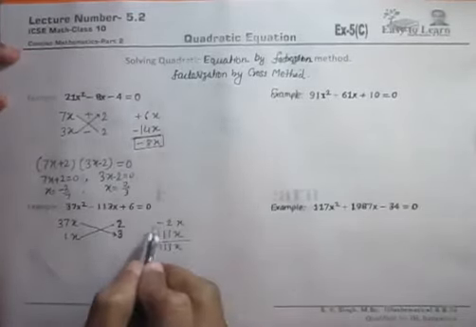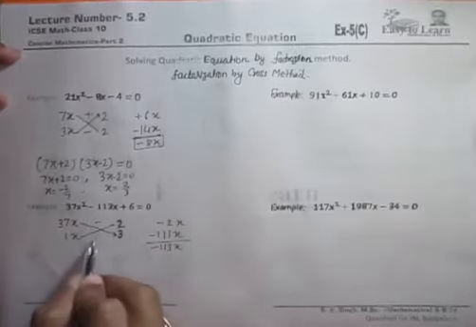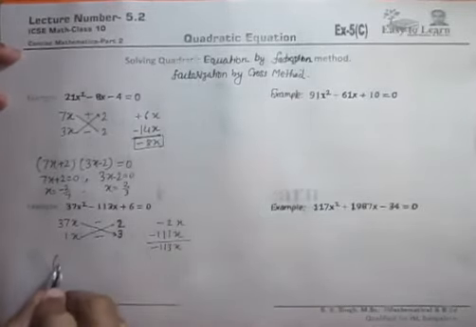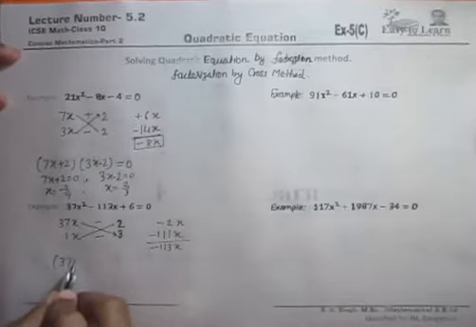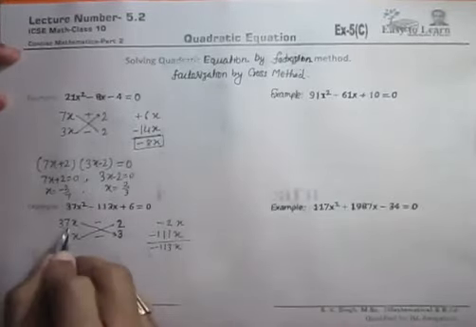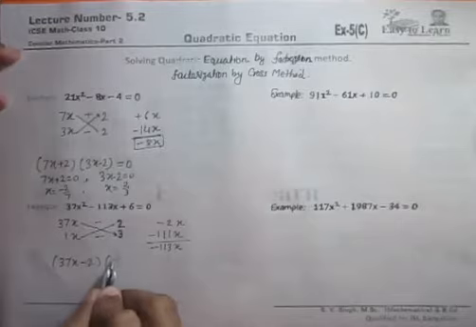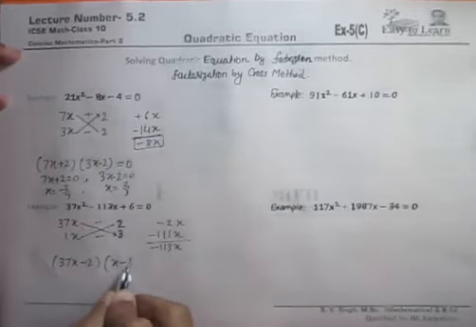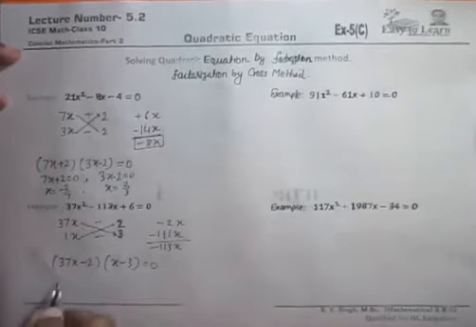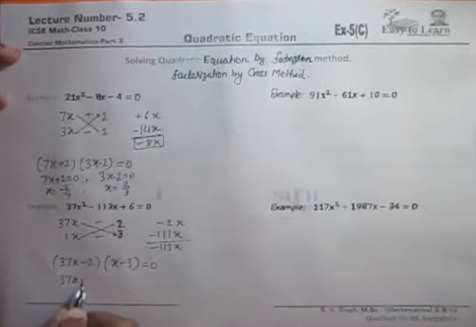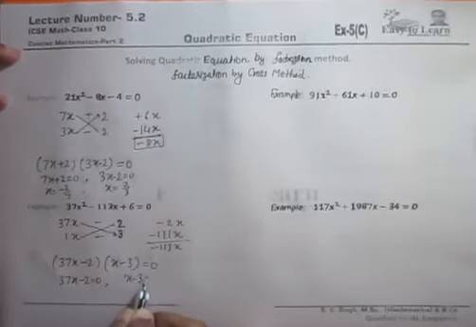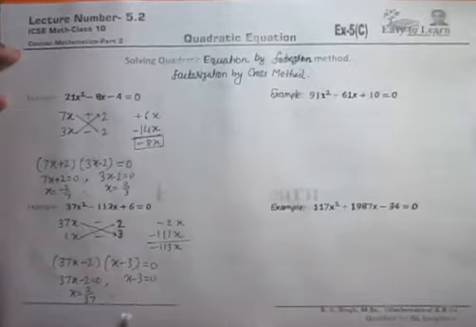So put this minus here, so the factors will be 37x minus 2 and x minus 3 equal to 0. So 37x minus 2 equals 0 and x minus 3 equals 0. So here x is equal to 2 by 37 and here x is equal to 3. So these are the two solutions.